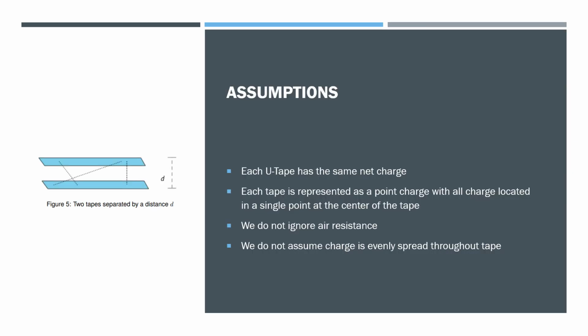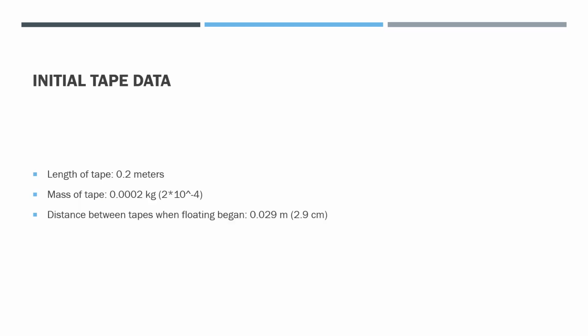We assume that each U-tape has the same net charge, and that each tape is represented as a point charge with all charge located in a single point at the center of the tape. We do not ignore air resistance, nor do we assume that charge is evenly spread throughout the tape. So our initial tape data: the length of the tape is approximately 0.2 meters, the mass of the tape is 0.0002 kilograms, or 2 times 10 to the negative 4, and the distance between tapes when the floating began was about 0.029 meters, or 2.9 centimeters.